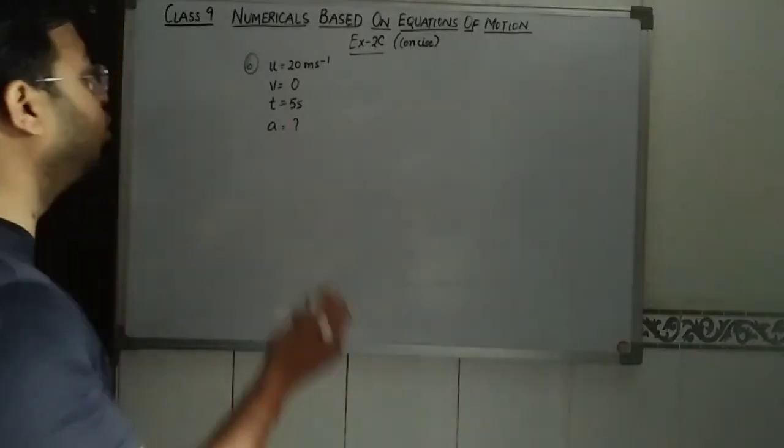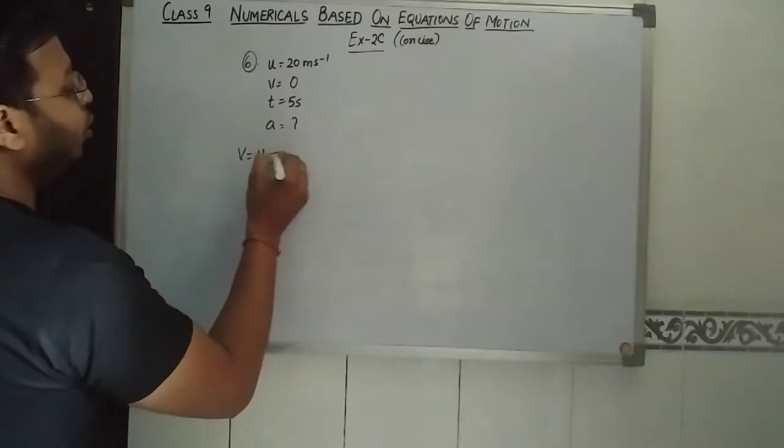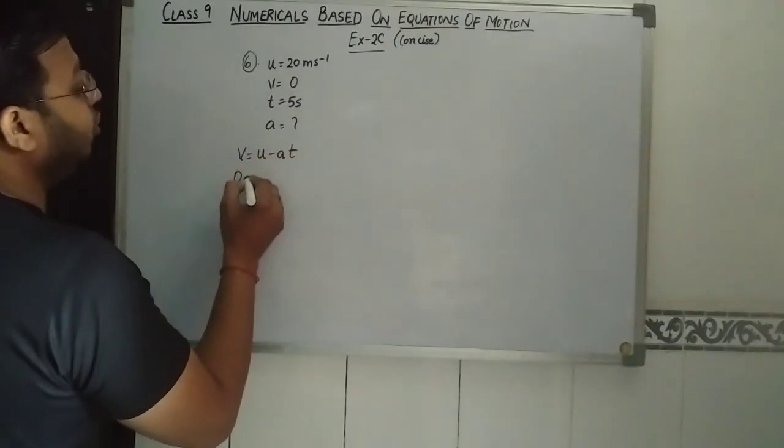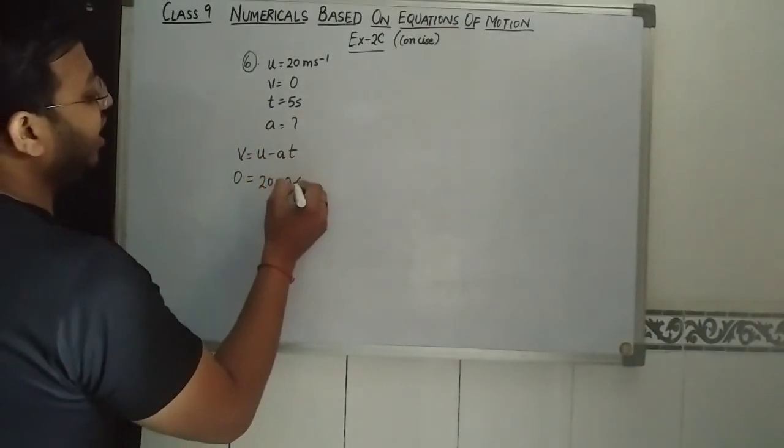Now according to the given quantities, in this question we have to use the first equation. So V is equal to U minus AT. The value of V is 0. U value is 20 minus A into 5.